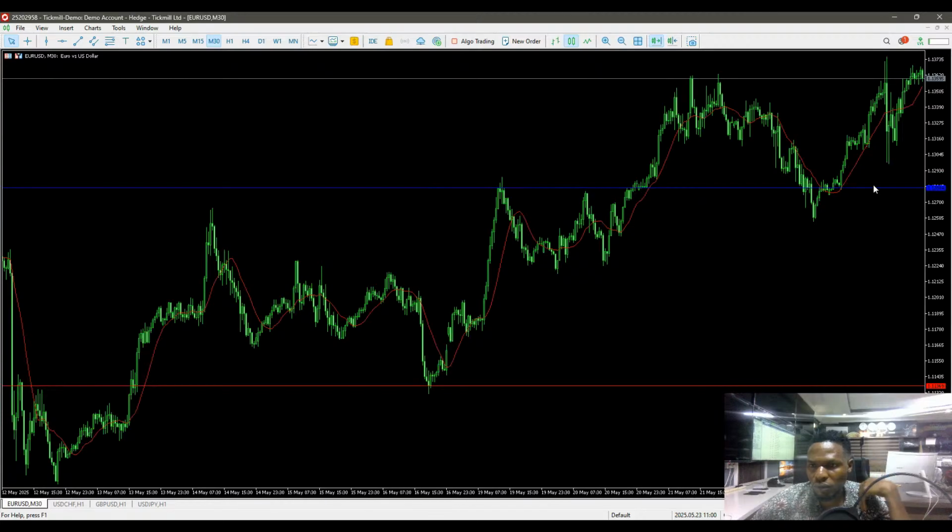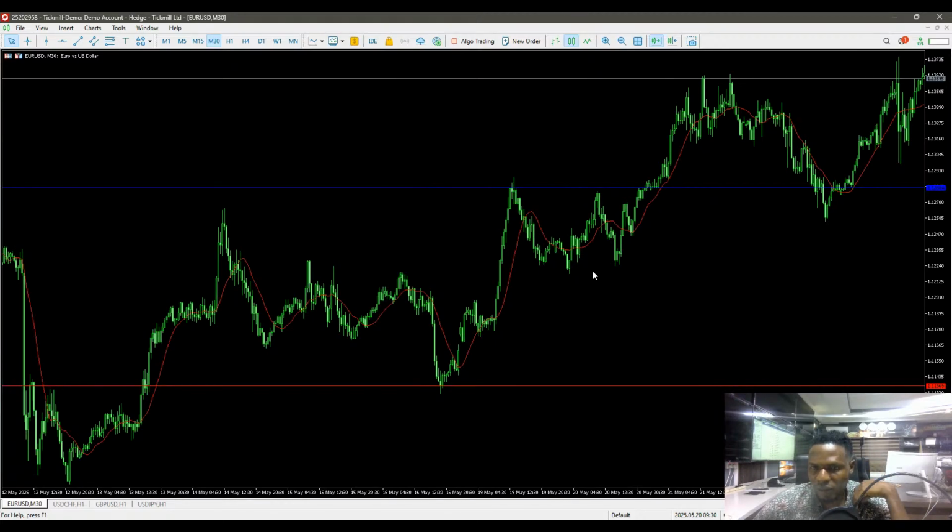Okay, so here now it's acting as resistance, acting as resistance. It has turned to support here. Price came here. Price rejected. You can see rejection on the zone. Price firstly rejected, but later broke it. Then it still came back, broke, and price moved.